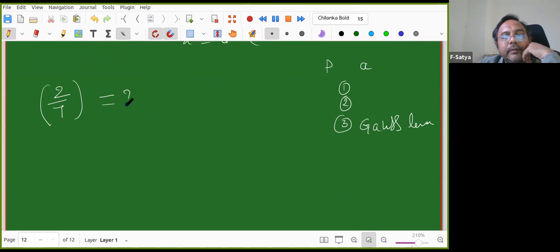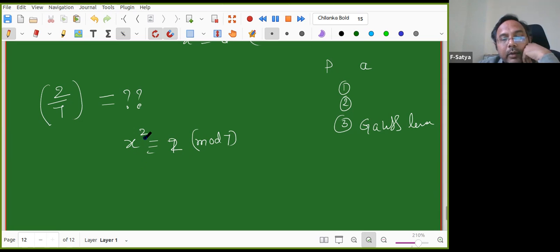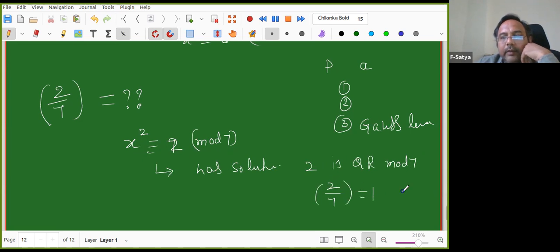What is the answer? Does x squared congruent to 2 mod 7 have a solution? Yes, sir. What is it? 3. 3 squared equals 9, and 9 is congruent to 2 mod 7, so it has a solution. That means 2 is a quadratic residue modulo 7, so the Legendre symbol (2/7) is equal to 1.